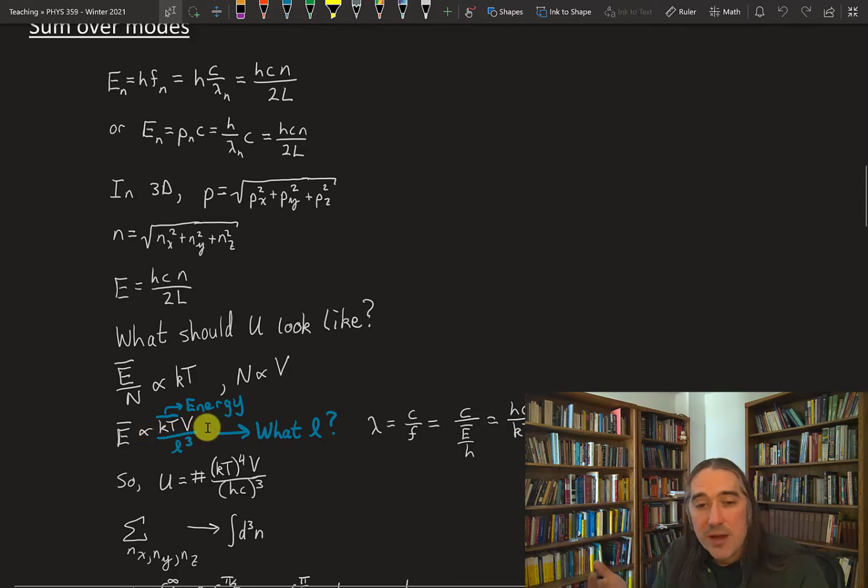Okay, so what's a characteristic length scale for this problem? I can think of two. One is the size of the cavity. But we've already covered that. That's in V. V is exactly the size of the cavity. The only other length scale is the wavelength of the light. And so if this is going to depend on a wavelength, it's probably going to depend on the most probable wavelength or something like that.